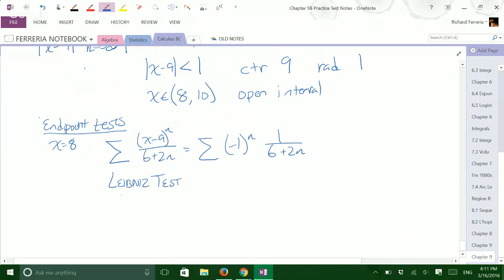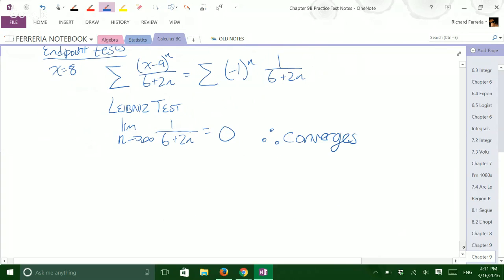Let's take a limit as n approaches infinity of the general term, ignoring the alternating bit. Again, the only question you have to answer is, is that limit 0 or is that limit not 0? It is 0, therefore convergence. Let's check the other endpoint. The other endpoint was x equals 10.